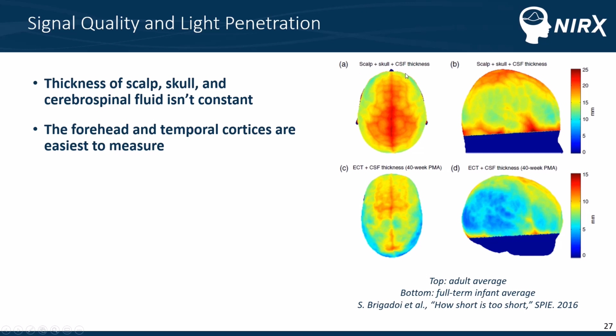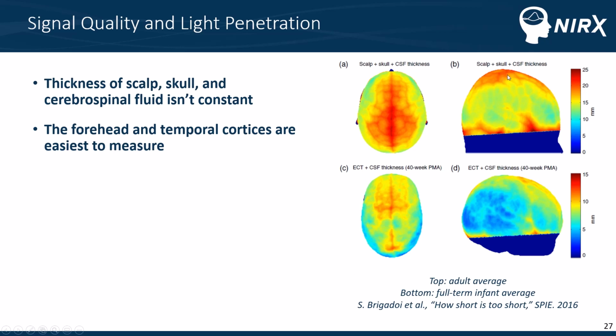and it's reflecting the thickness of scalp, skull, and cerebral spinal fluid on this color scale. So we've got 0 millimeters in blue in thickness down here, and 25 millimeters in thickness reflected in red up here. These are 2 adult scans, and these are 2 infant scans down here.